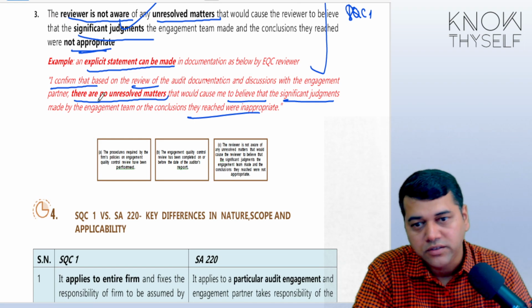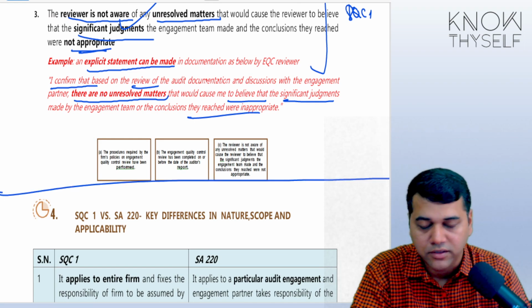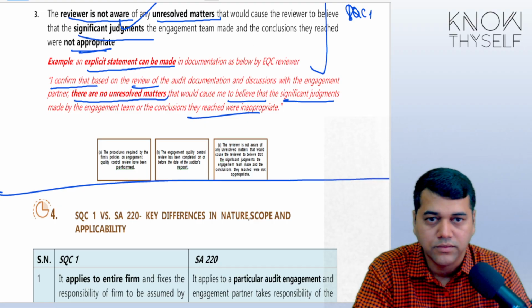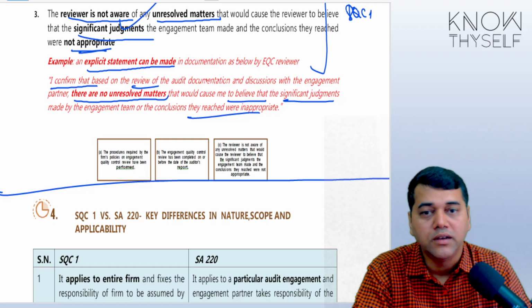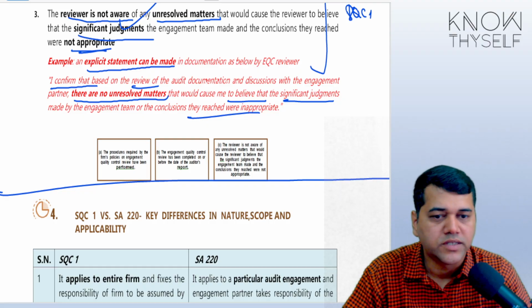Yes, students. So with this, we are done with the EQCR also, SA 220 also. We'll have one small water break, and then we'll write the notes. Okay, we'll start.